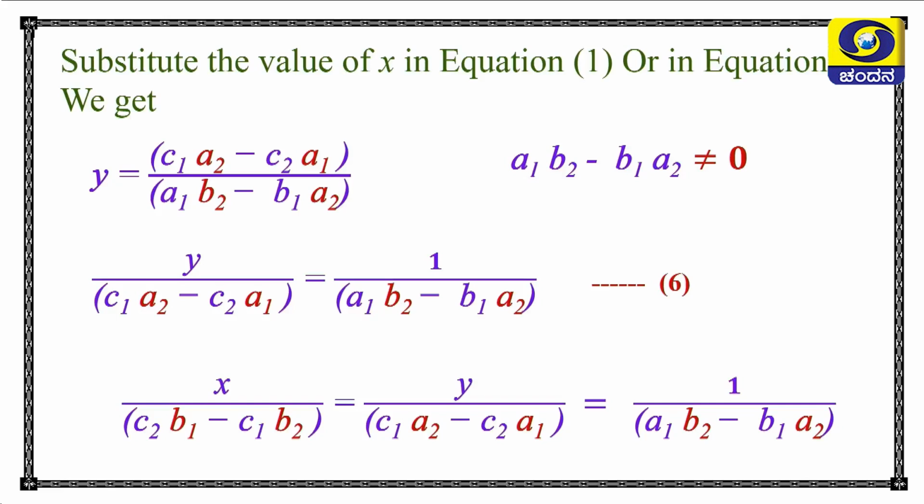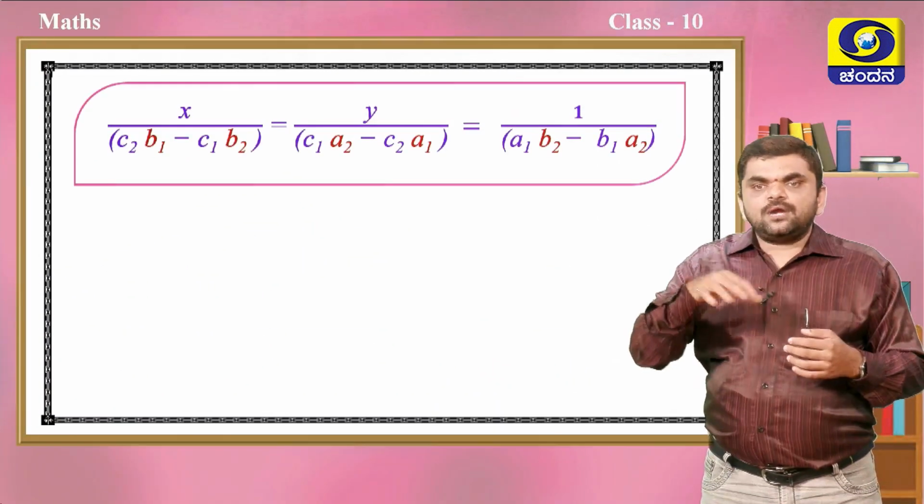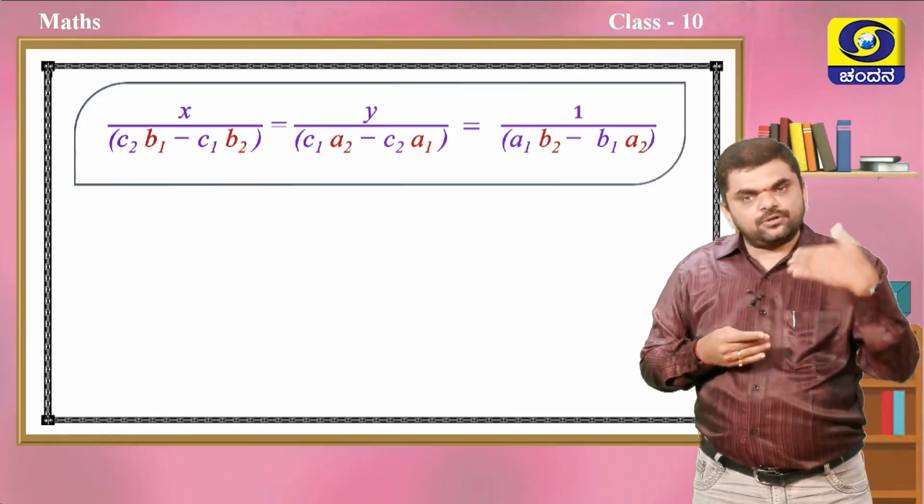Now RHS of equation number 5 and RHS of equation number 6 are both the same. By considering the equation number 5 and 6, we will write this as x over (c2 b1 minus c1 b2) is equal to y over (c1 a2 minus c2 a1) is equal to 1 over (a1 b2 minus b1 a2). By substituting these values, we are going to solve the equations, that is linear pair of equations. We are going to solve this.